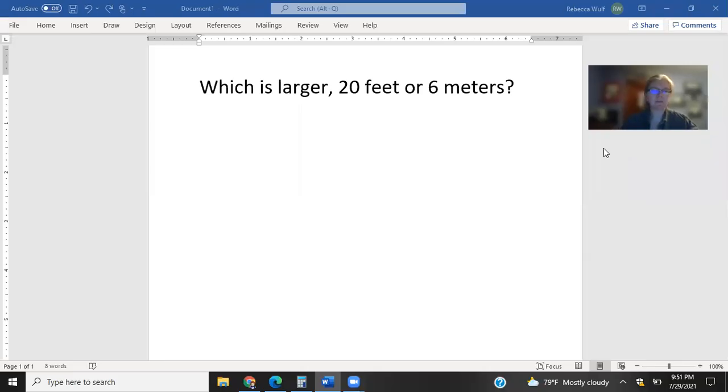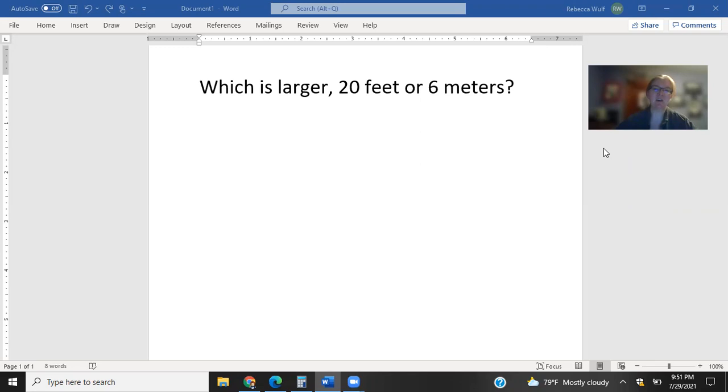Okay, so I've been asked for a hint on our homework. The question is something like, which is larger? And they give us two different values. In this case, 20 feet or 6 meters. So of course, we can't just say, oh, 20 is bigger than 6.